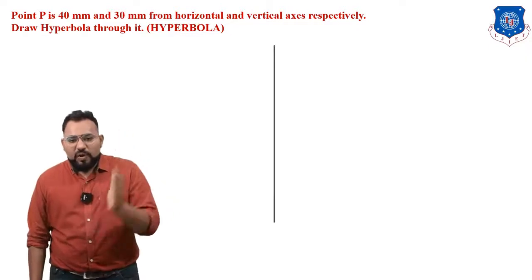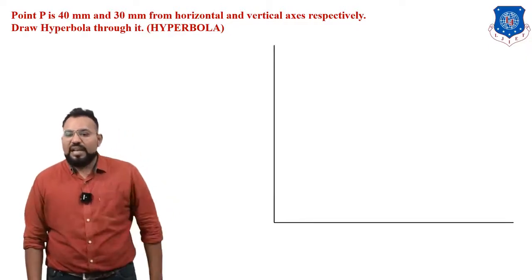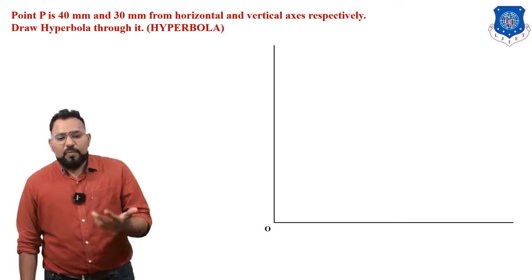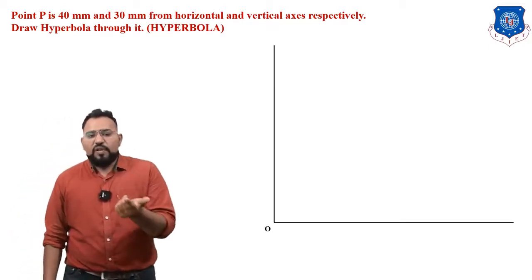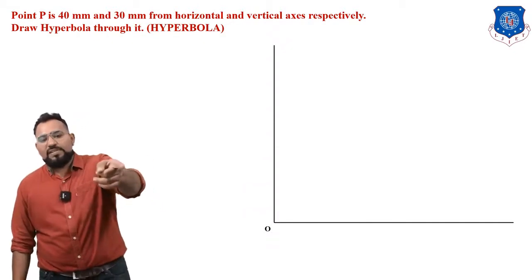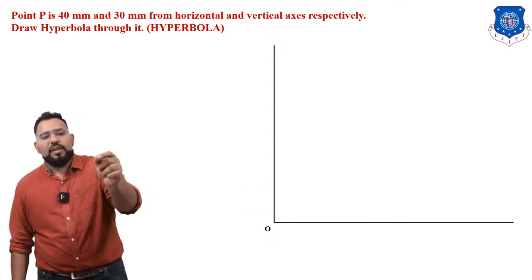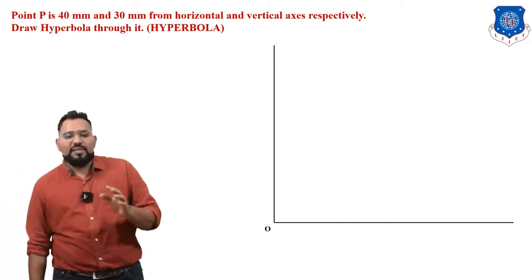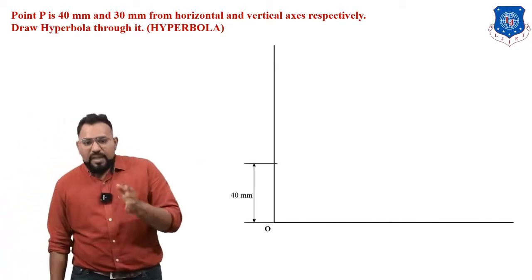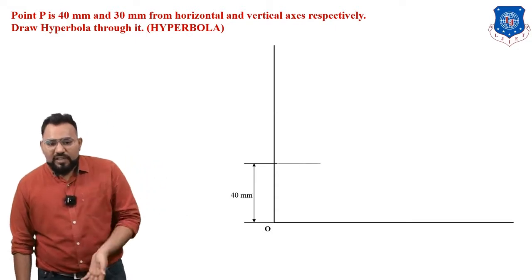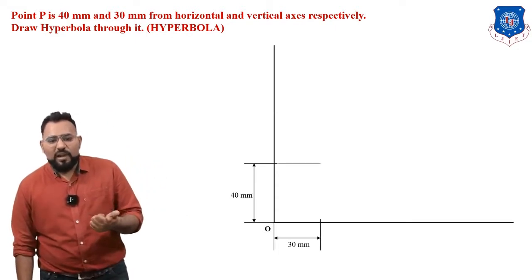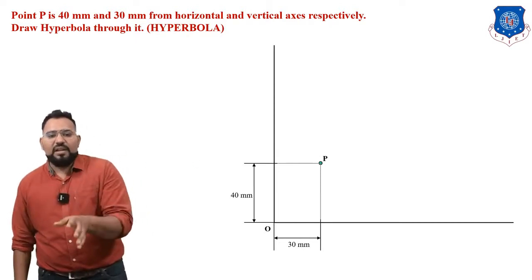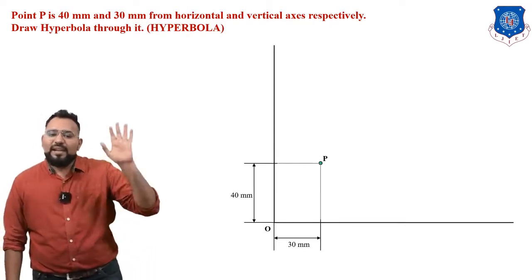So first we have to draw the vertical axis and horizontal axis, something like that. The intersection of the horizontal and vertical axis will be point O. Now we have to take point P, which is already mentioned in the example: 40 mm and 30 mm from horizontal and vertical axis respectively. So let us put a point P which is 40 mm from the horizontal axis and 30 mm from the vertical axis. Now we have marked the point P as mentioned in the example.